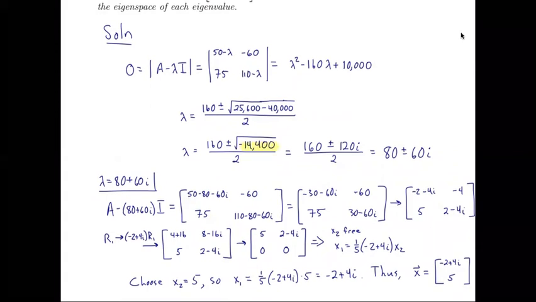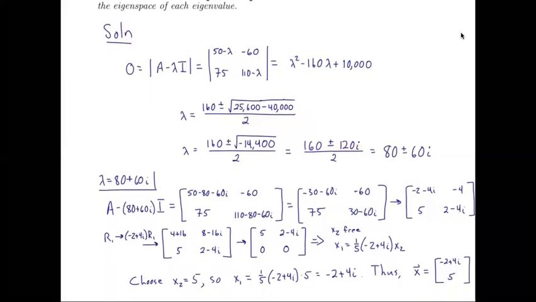Note that the square root of 14,400 is 120, and that the square root of a negative 1 is i. So our evaluation of that radical is 120i. Now, when we simplify the numerator over this denominator of 2, we end up with 80 plus or minus 60i. So we get two values for lambda. They're complex values, and we have 80 plus 60i and 80 minus 60i as our complex numbers, which are our eigenvalues.